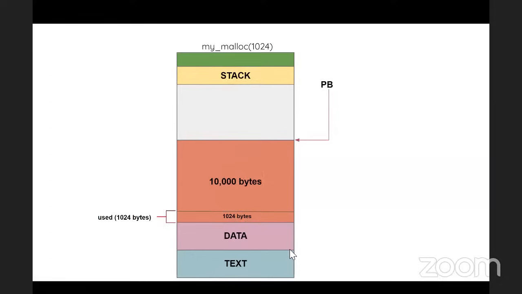Yes, so this is the memory. When we call the malloc function with 1024 bytes, that means we want the system to allocate 1024 bytes. It allocates the 1024 bytes, but we can see that 10,000 bytes were already created.